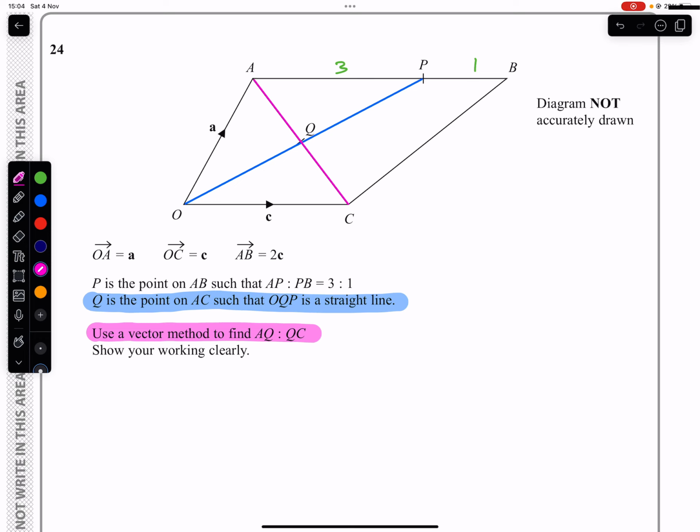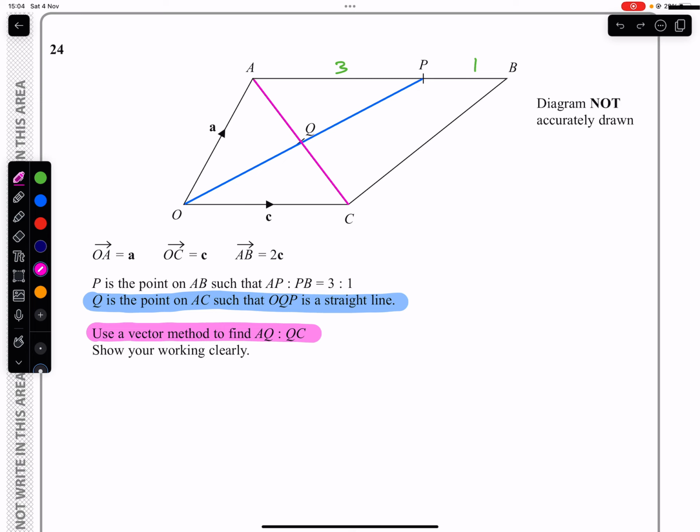Now, when you're being asked to find a ratio, when you're being asked to find whether or not this is 3 to 1 or whether or not this is 3 to 4, so on and so forth, you're going to have an unknown involved in that ratio. And more often than not, it's easier to express it as a fraction.